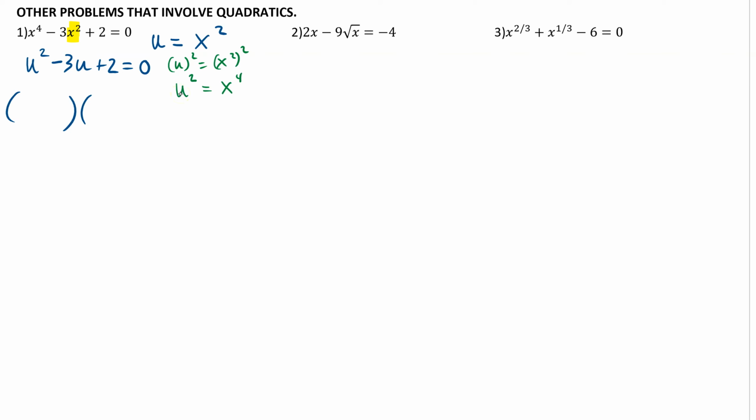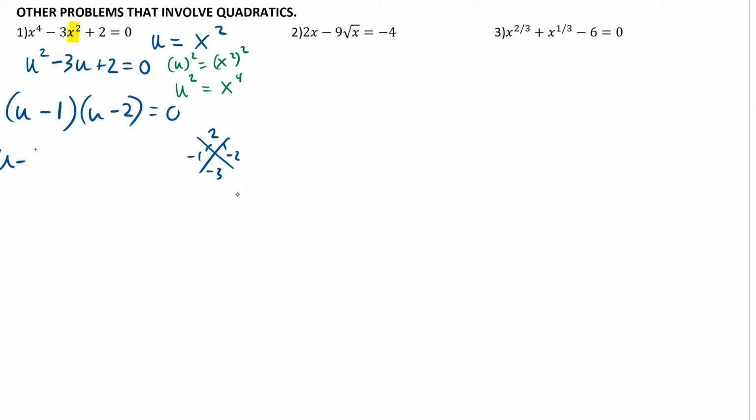So this is factorable. So we say u, and what two numbers when multiplied give us 2, when added give us -3. That would be -2 and -1. And we do a quick little check. So that's 2 and -3. So if we had -1 and -2, they both multiply to give us 2, and they add to give us -3. So that works perfectly.